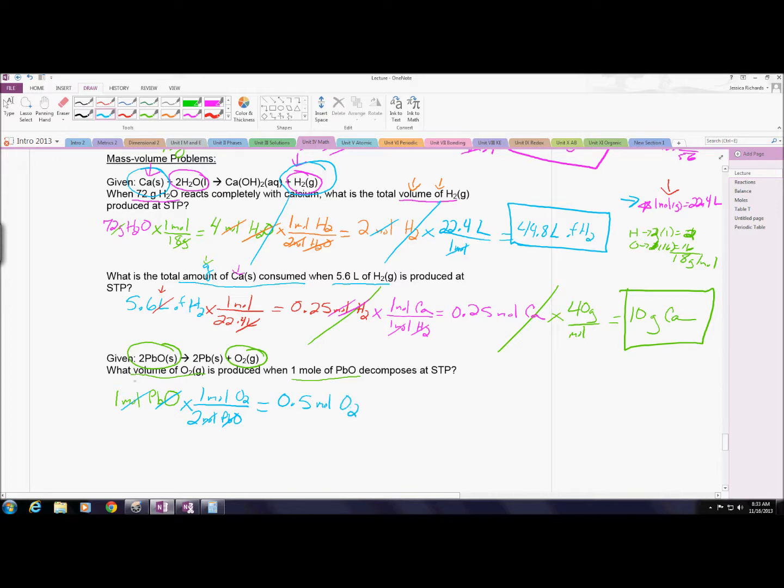I ask myself, do they want moles of oxygen? Nope, they want volume of oxygen. So to go from moles to liters, there are 22.4 liters per every 1 mole. The moles will cancel, and half of 22.4 is 11.2 liters of oxygen. This question only has 2 steps because we started with moles, so we used our equation to switch from moles of one compound to the other, and then we used 22.4 liters to go from moles to volume, and there's my answer.